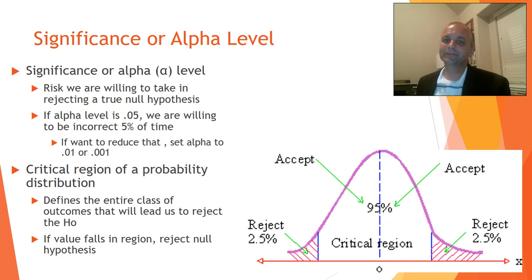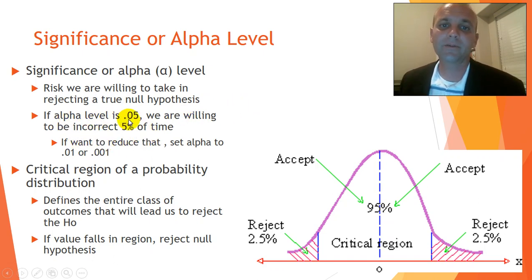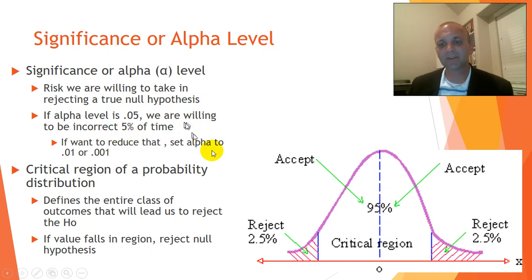So it comes down to significance level, all right, and what you're willing to accept, how much certainty you're willing to accept, and that's your significance or alpha level. You might have seen them as p-values in articles that you've read. It's the risk that we're willing to take in rejecting a true null hypothesis. If the alpha level is 0.05, we're willing to be incorrect 5% of the time.